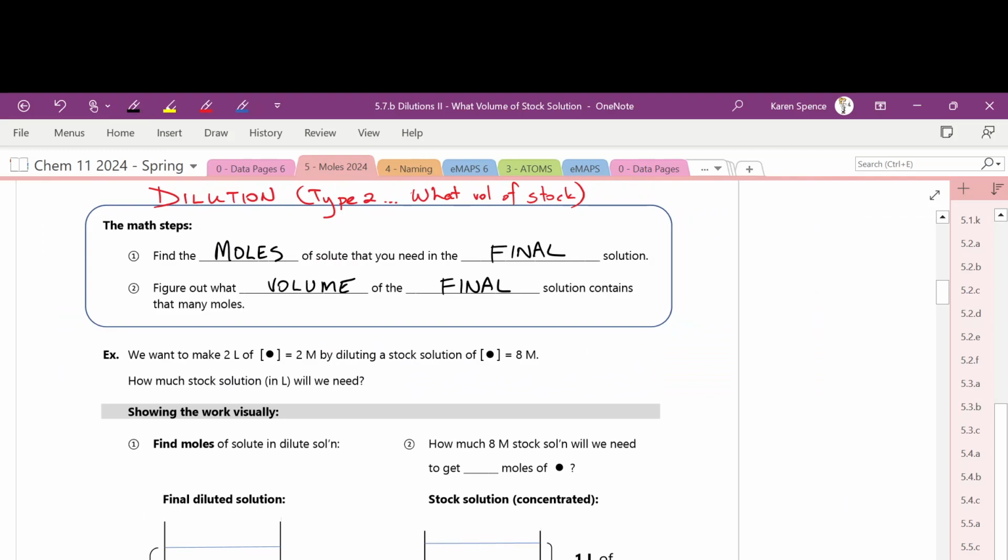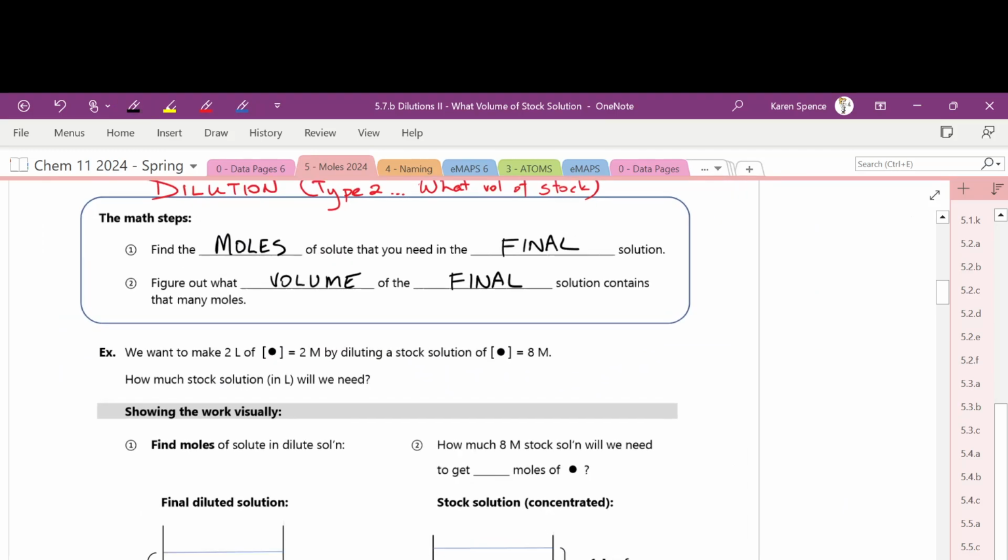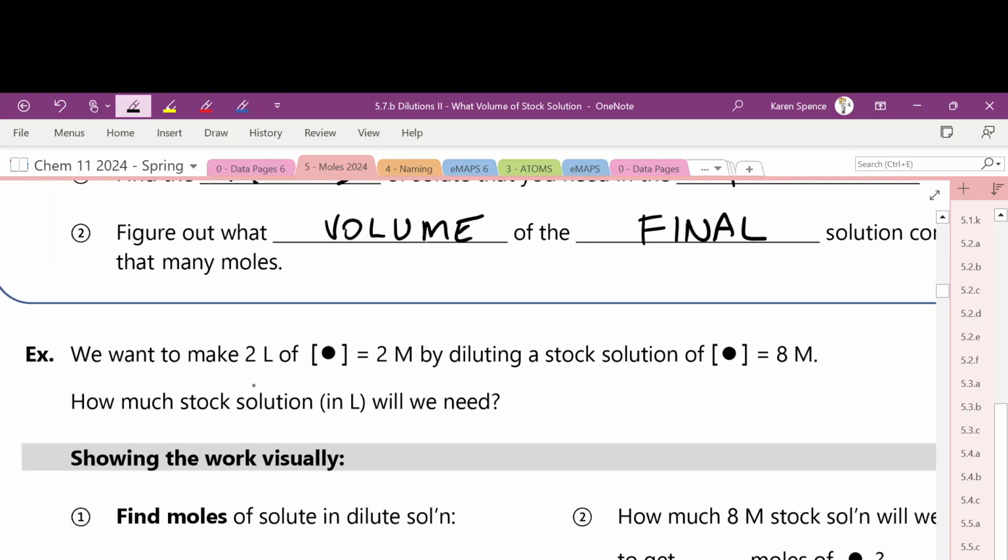So if we want to make 2 liters of 2 molar, and each of these equals 1 mole, and we want to dilute a stock solution of 8 molar, how much of the stock solution do we need?